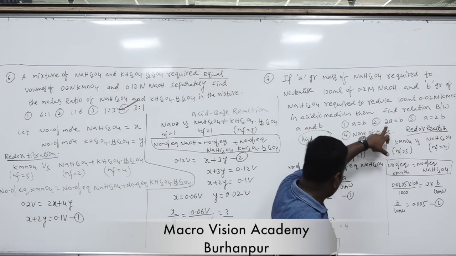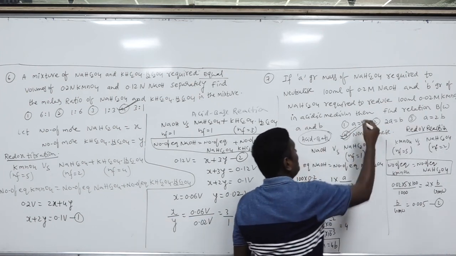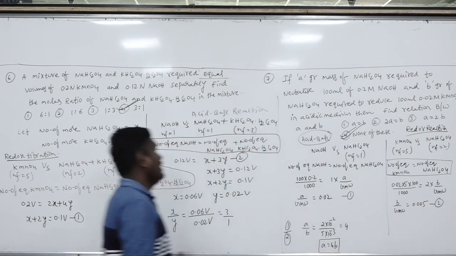First option, A is equal to B, incorrect. Second option is also incorrect. Third option is also incorrect. So the answer becomes none of these. Answer becomes what? None of these. Okay.